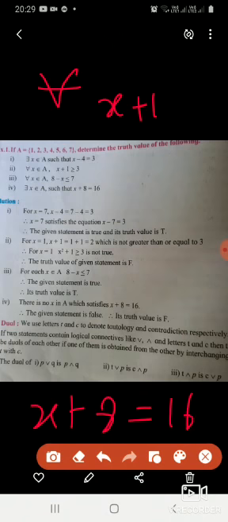The fourth one: there exists x belongs to A such that x plus 8 is equal to 16. Take 1, it will not satisfy; 2 will not satisfy. 7 is the greatest number in the set, and 7 plus 8 is 15. No value in set A satisfies this one, so the statement is false. So the truth value of this statement is F.